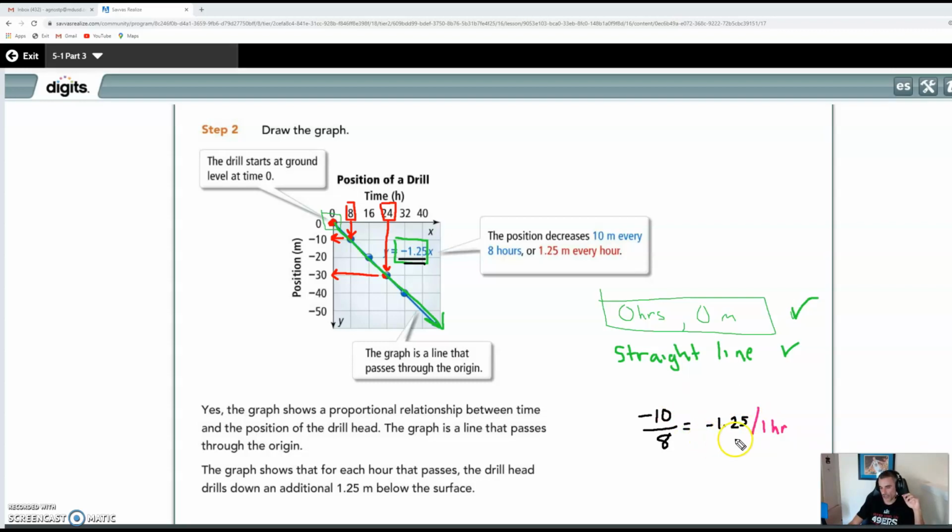But this is called the constant of proportionality. In the touchdown example, 6 would be the constant of proportionality, right? For every 1 touchdown, I get 6 points. 2, I get 12 points. 3, I get 18 points, and so on.